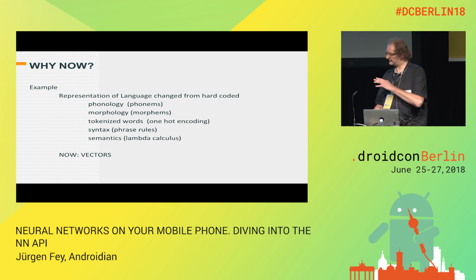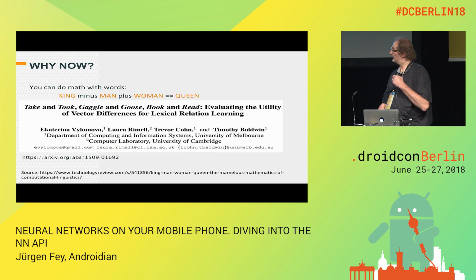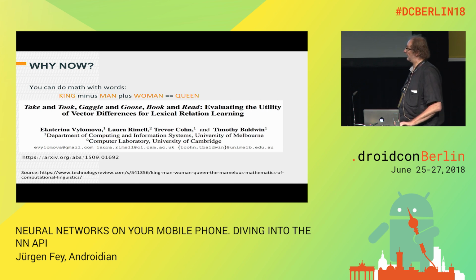But that's so 2015, right? 2016 maybe. Now we are talking about vectors. What does this mean? You can do math with vectors and words, like king minus man plus woman equals queen. And the paper which shows how to do that is listed here.